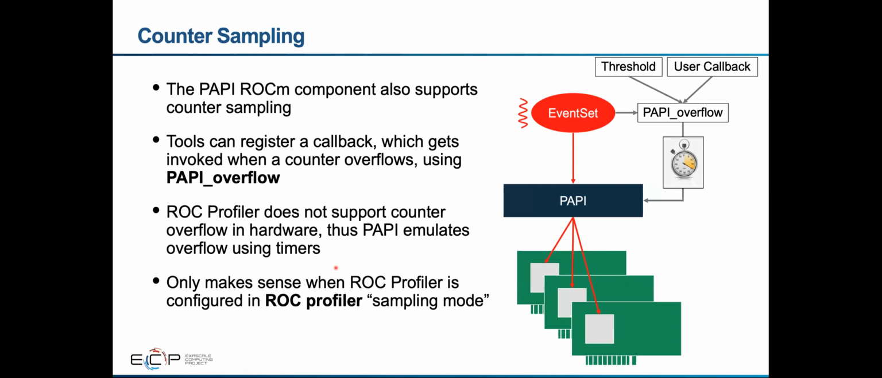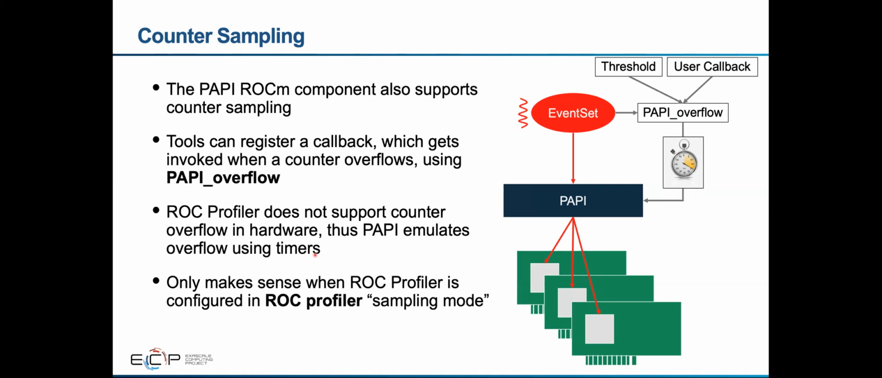Another feature that is enabled by the new ROCm component is counter sampling. This feature is especially useful for high-level tools that do sampling, like, for example, HPCToolkit. This is a feature that was not present in the previous version of the ROCm component. It is only present in the new version of the component.